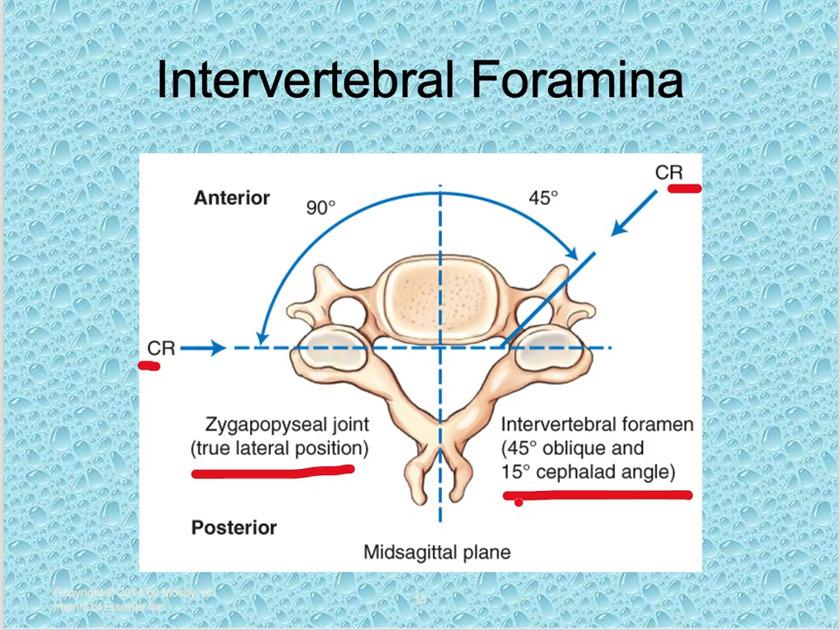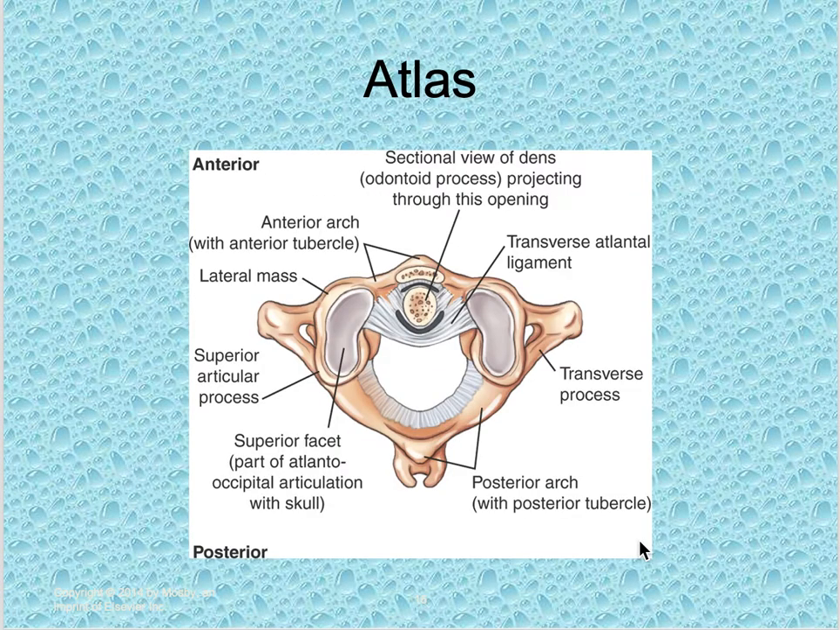We also have to keep in mind that when we're doing an oblique C-spine, it's intervertebral foramen at a 45 oblique with a 15-degree cephalad angle. We need that angle to open up those intervertebral foramen, okay? If we go 0 degrees, we're going to close off the intervertebral foramen. We need that 15-degree cephalad angle to open up those intervertebral foramen.